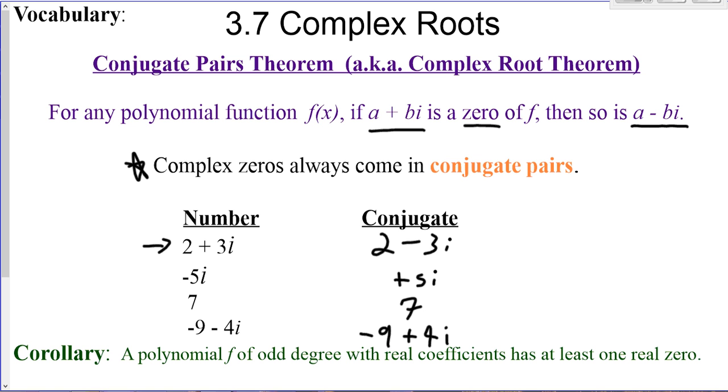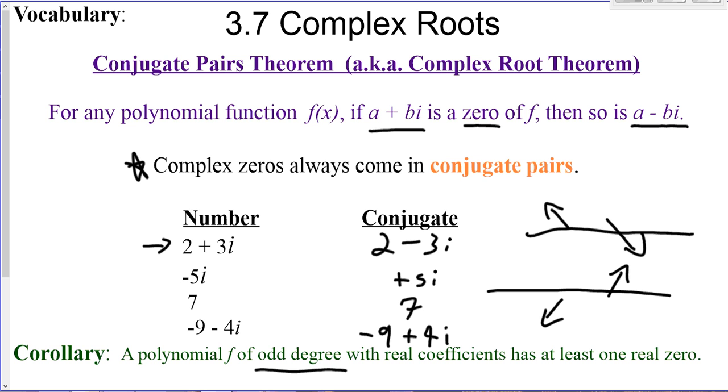Okay, so a corollary to this theorem is that a polynomial f of odd degree with real coefficients has at least one real zero. That should make sense because anything with an odd degree is either going to start high and end low, and at some point it's going to have to cross the axis, and vice versa. It could start low and end high, and at some point it's going to have to cross our axis at least once, if not multiple times. So any odd degree polynomial always has at least one real zero.